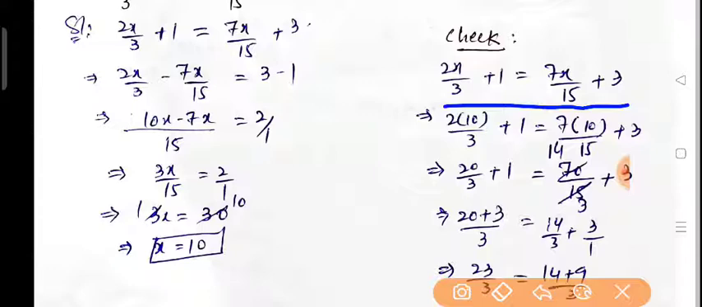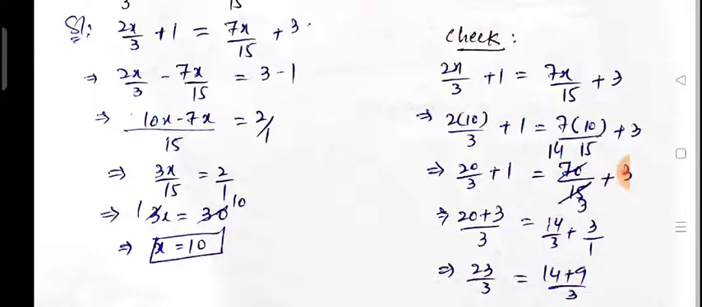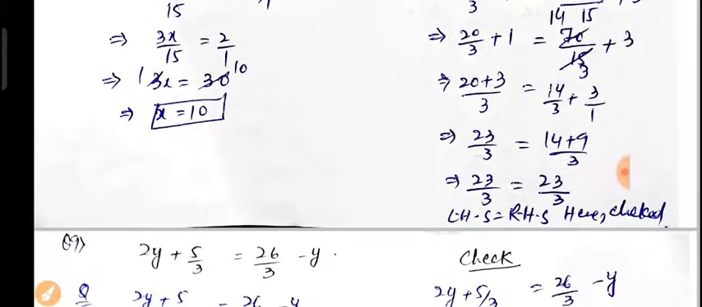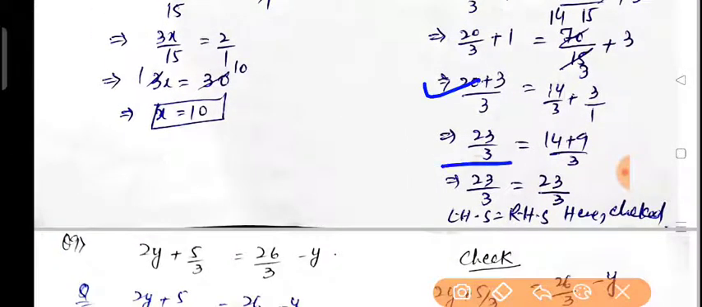Then my dear students, we do the cross multiplication, 20 into 1 is 20, 3 into 1 is 3, so 20 plus 3 divided by 3. Then moving on to the right hand side, we first simplify this fraction. We cancel by 5, 5 3s are 15, 5 14s are 70, this becomes 14 by 3. So by simplifying this fraction, we write it as 14 by 3 plus 3 by 1. Then again we do the cross multiplication. 20 plus 3 is 23, divided by 3.